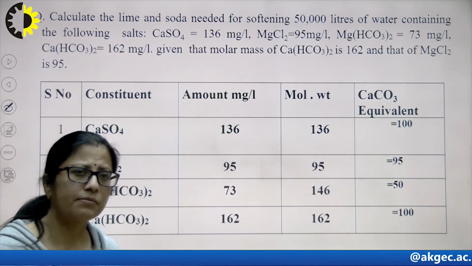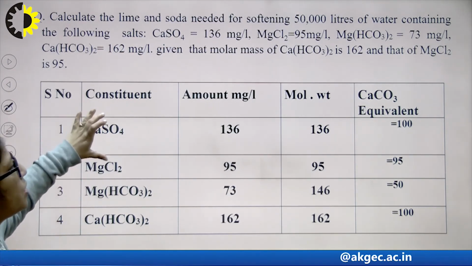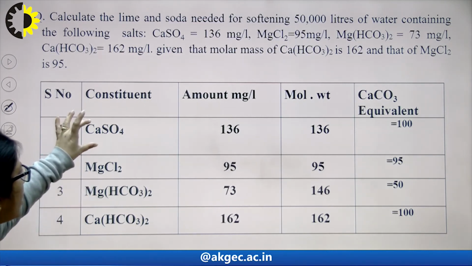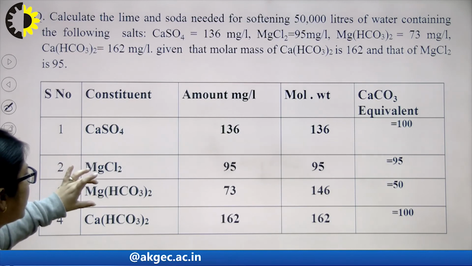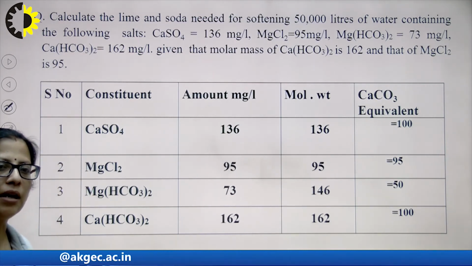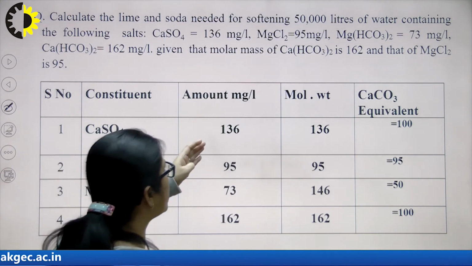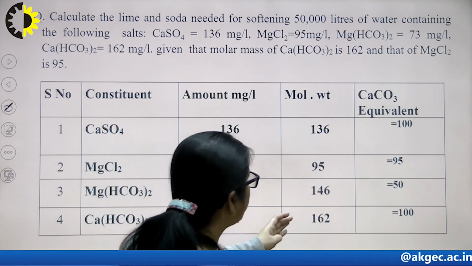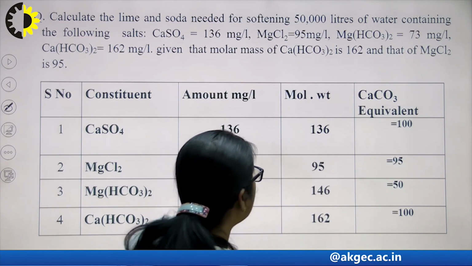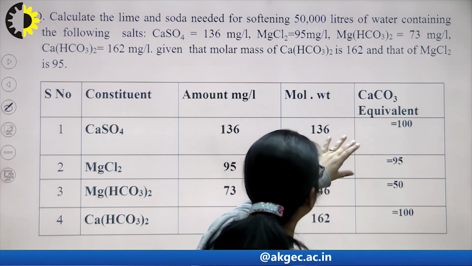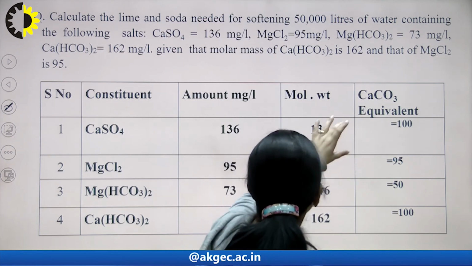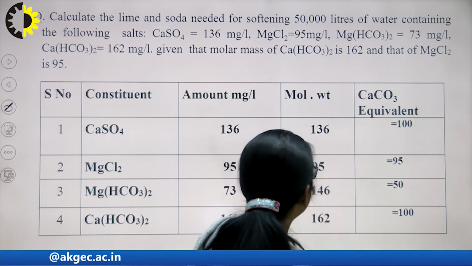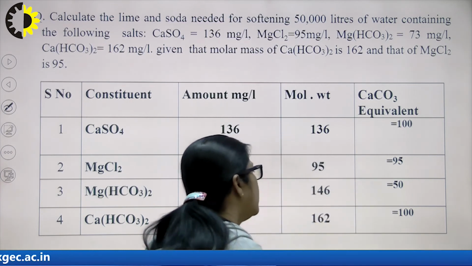So, here I am going to write down the different constituents which are present in the water. The 4 different constituents present here are calcium sulfate, magnesium chloride, magnesium bicarbonate and calcium bicarbonate. These are the different amounts which are present in the water. These are their molecular weights, and if I convert them into calcium carbonate equivalents, this comes out to be 100, this 95, this 50 and this 100 again.